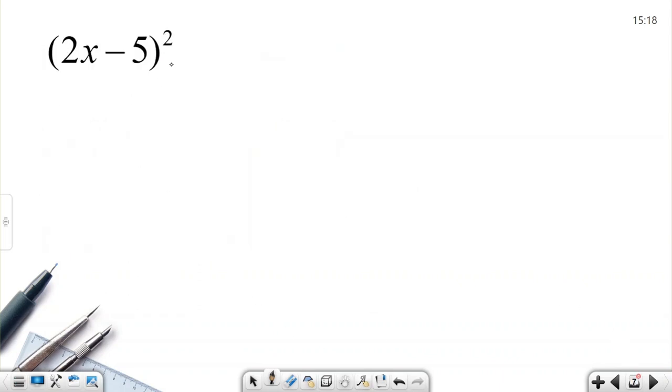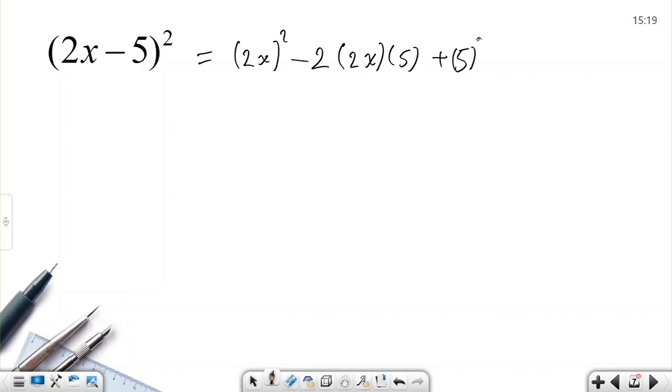As there's a question, 2x minus 5 square. So what are the rules? It says first one square. So what is the first term here? 2x. 2x square minus, because that's minus, so I'm going to write here minus 2 times, these 2 come from the rule, 2x multiplied by 5, plus 5, this is the second term square. So first term square, minus 2 times first term multiplied by second term, plus second term square.